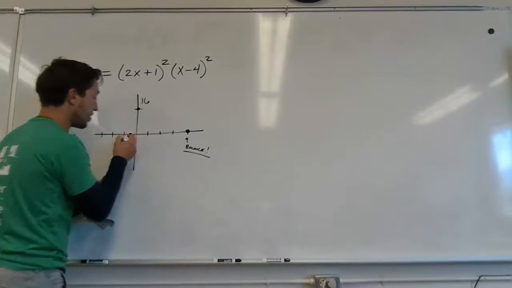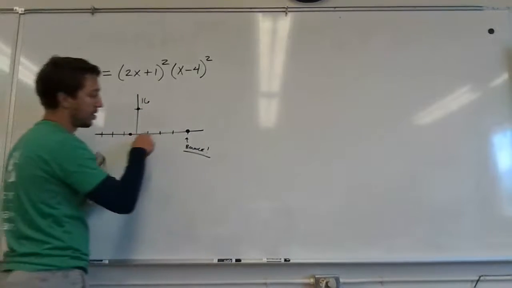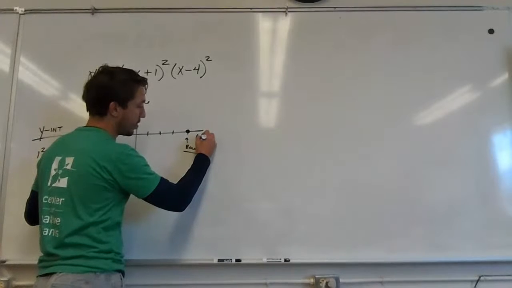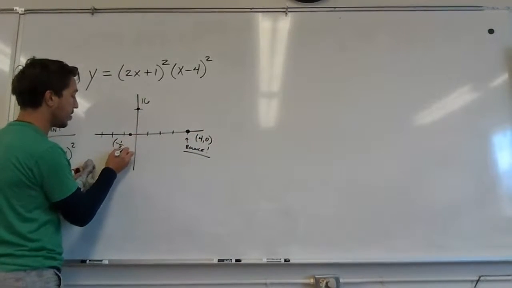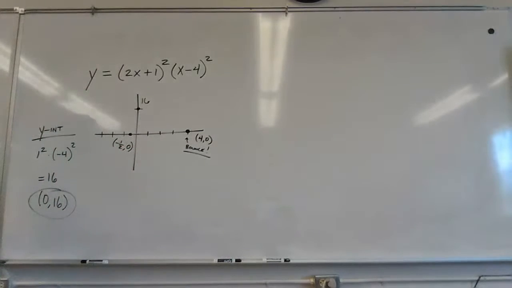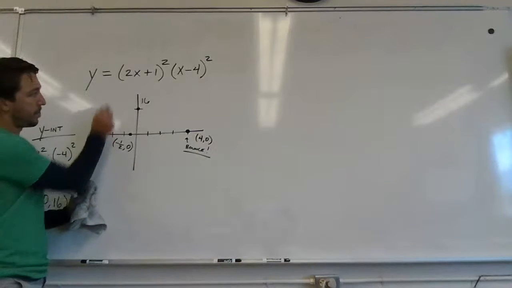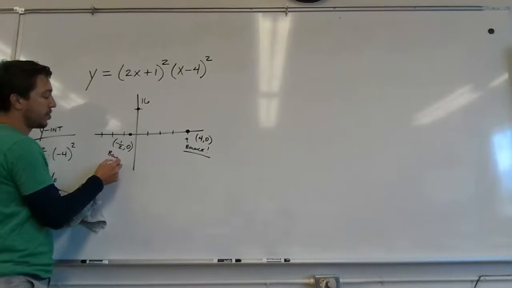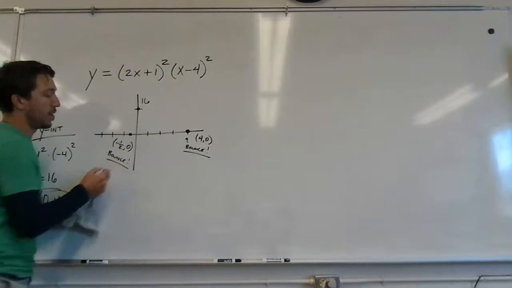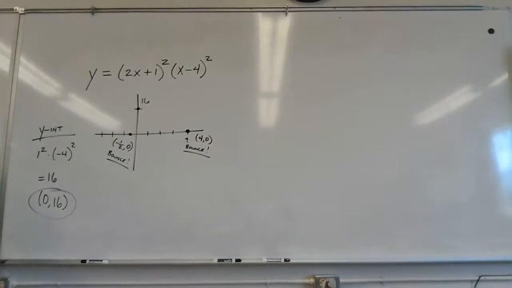There's also going to be a 0. It does say label your intercept, so I'll do that. Now is it going to bounce there or not? Yeah, because of the 2. It's also going to bounce here. So we have 2 bounce. We have 2 double roots.